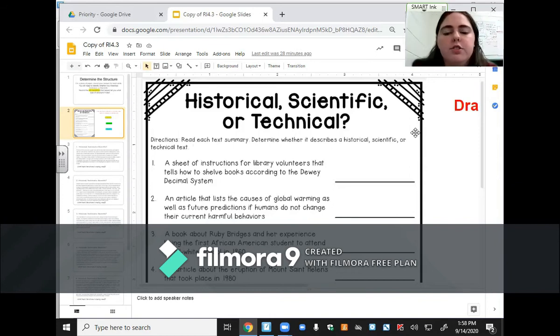All right, so a sheet of instructions for library volunteers that tells you how to, look at that, shelve books according to the Dewey Decimal System. So what I want you to do is take out a piece of paper in your notebook and make your guess. What do you think it is? So go ahead and pause the video here and make a guess. What do you think number 1 is?